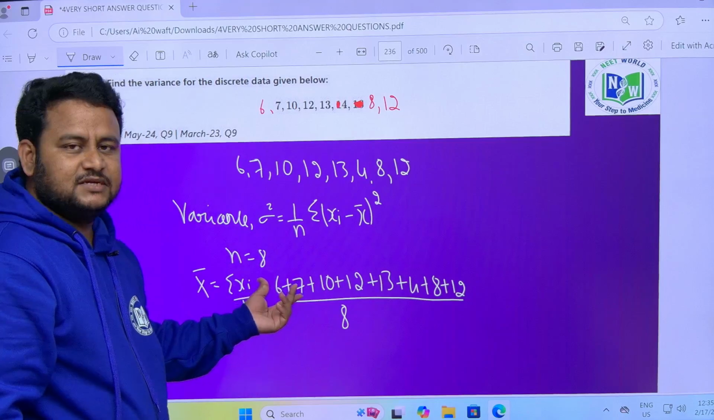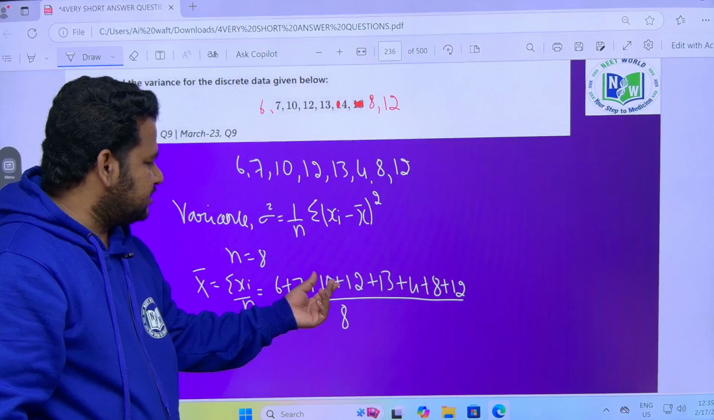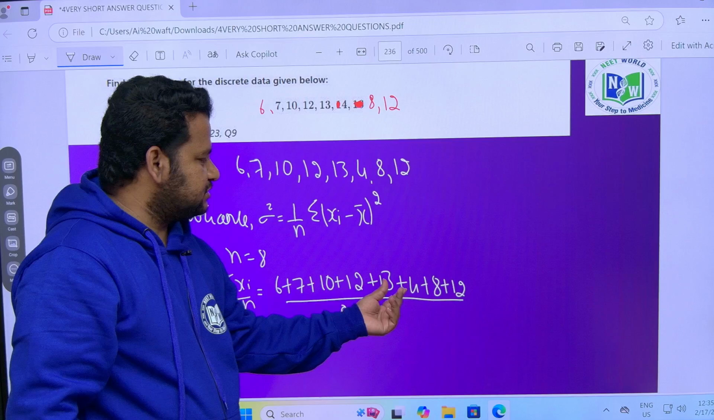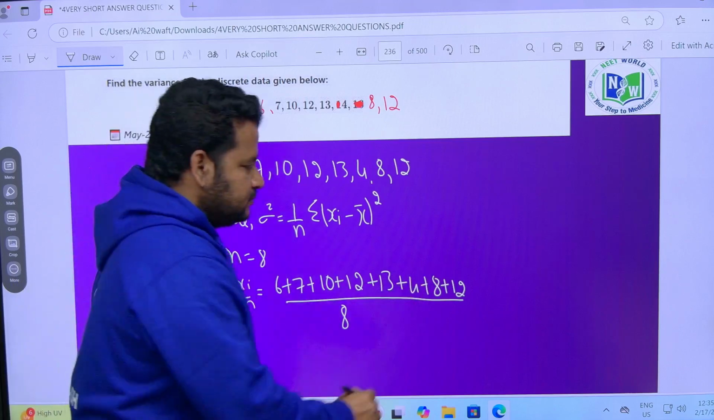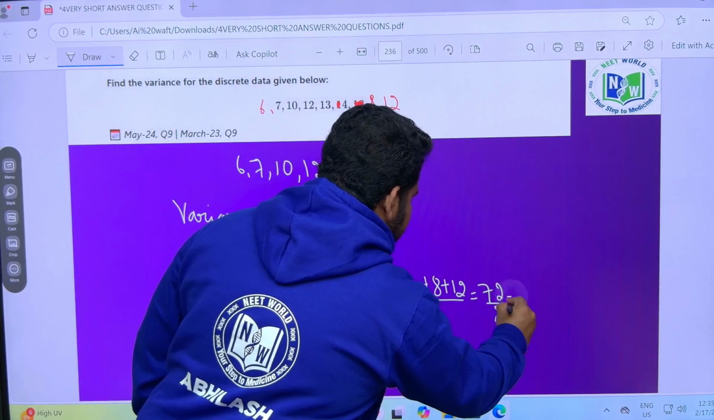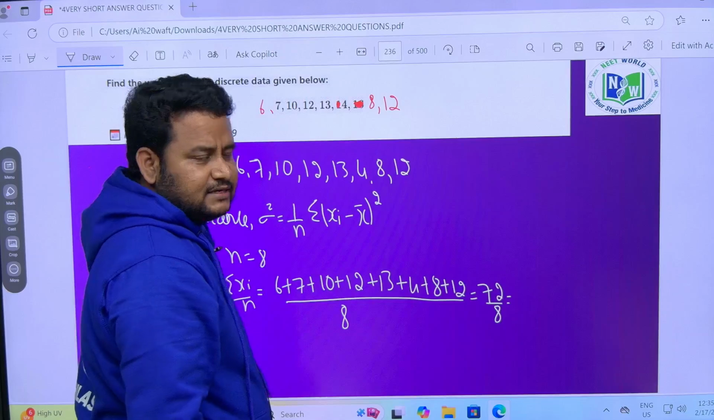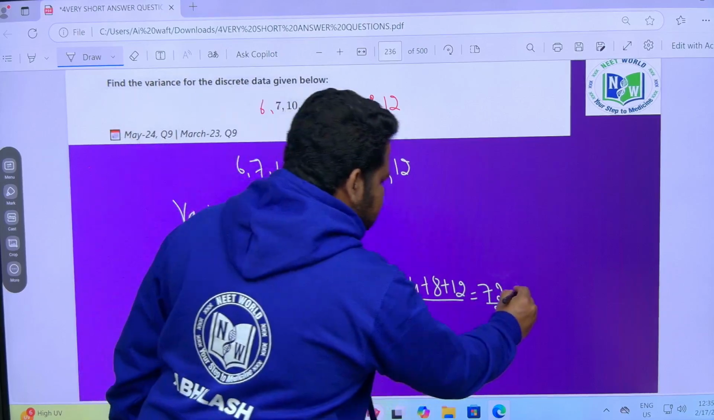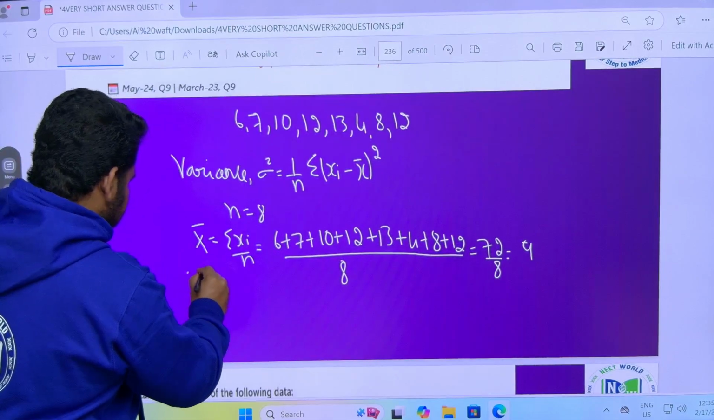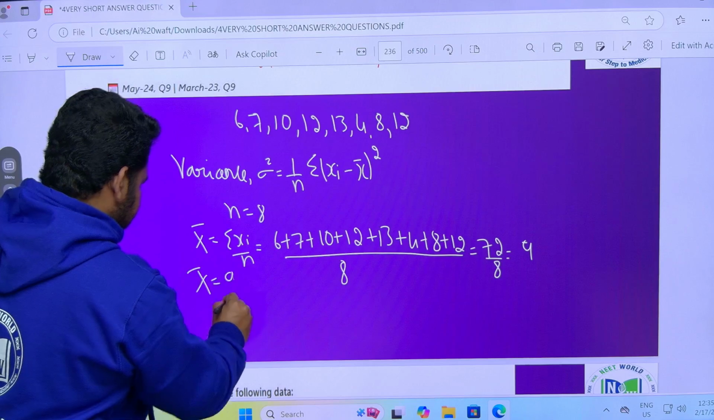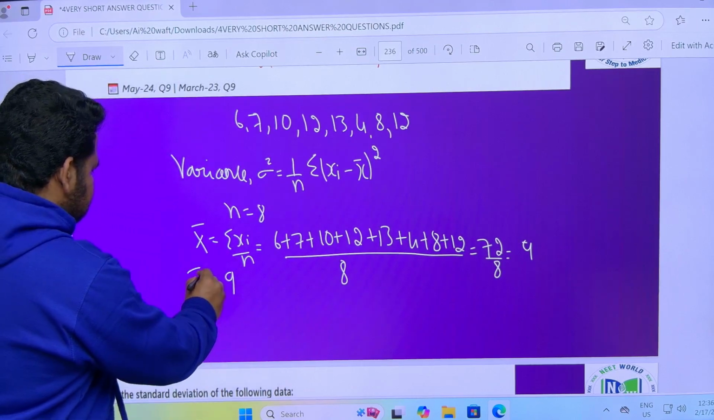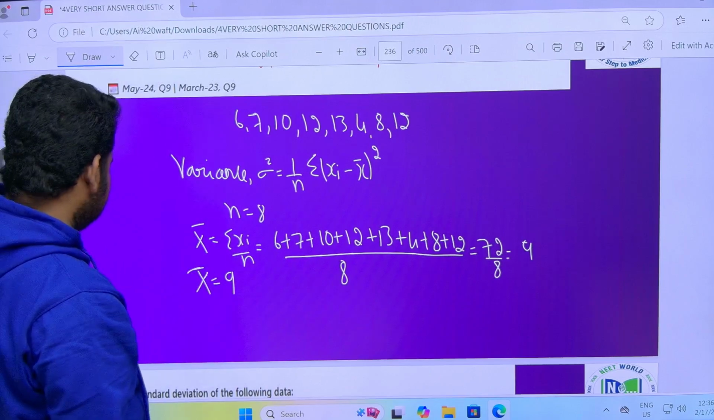So 6 plus 7 is 13. 13 plus 10 is 23. 23 plus 12 is 35. 35 plus 13 is 48. 48 plus 4 is 52, and adding the rest gives 72. So 72 by 8. 8 9s are 72. So x bar, that is the arithmetic mean, will be equal to 9, friends.